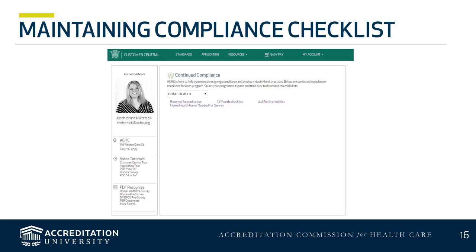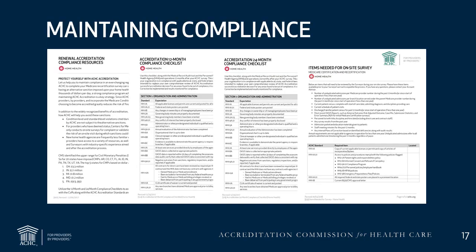Maintaining Compliance Checklist. We've created a series of checklists to help you maintain compliance throughout that 3-year cycle. You can go to customercentral.org, click on Resources, click on Continued Compliance, choose Home Health, and you will see the 4 options there. There is a brief letter about the renewal accreditation compliance resources. Then there is a 12 and a 24-month compliance checklist.